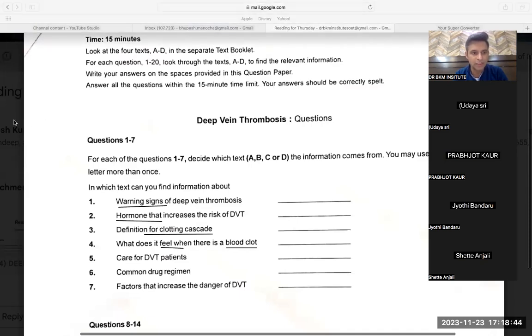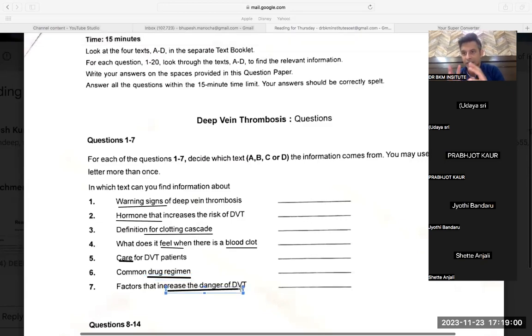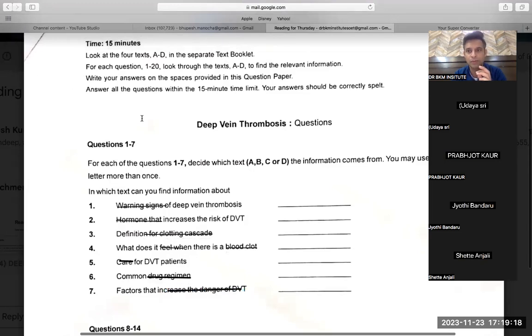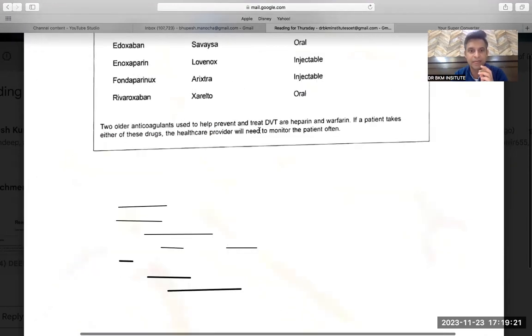You keep on doing various things to understand what the questions are asking. So care means treatment or management. Common drug regimen, again, treatment or drugs, medications. Factors that increase the danger of DVT. Now I have read 7 questions. I will try to remember these main words: feeling when there is a clot, warning signs, hormone, clotting cascade, care, drug regimen, and factors that increase the danger of DVT. So what I will do is go to my paper and try to see.